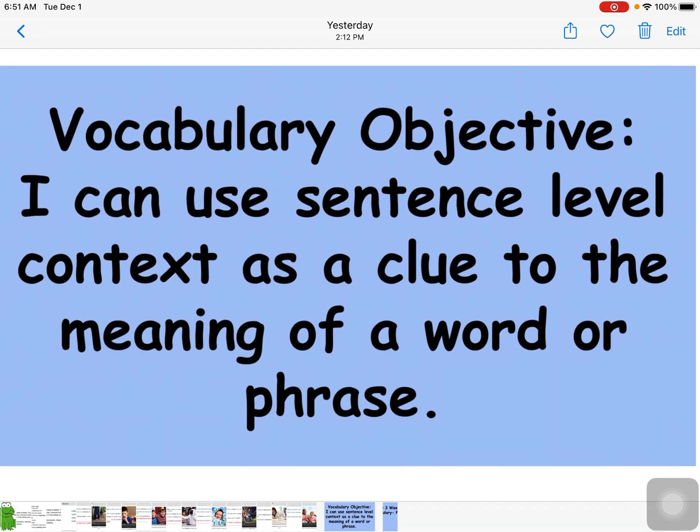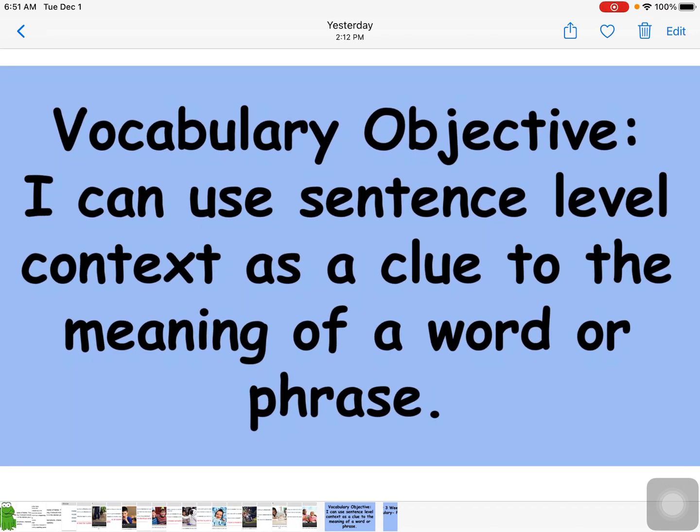All right, our objective today is I can use sentence level context as a clue to the meaning of a word or phrase. So in third grade, boys and girls, if you come across a word that you don't know the meaning of, you should be looking for the meaning in the sentence. So that means that you are reading the sentence, you are thinking about what it says, and you are looking for any clues that the author gives you, because sometimes the author will give you the meaning of the word in the sentence because they know that a word may be hard for you.